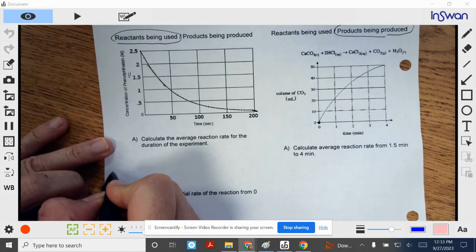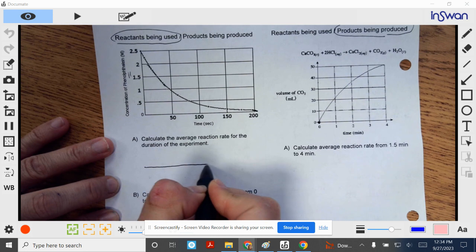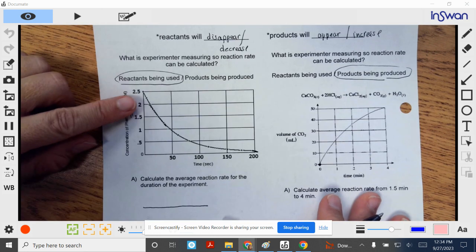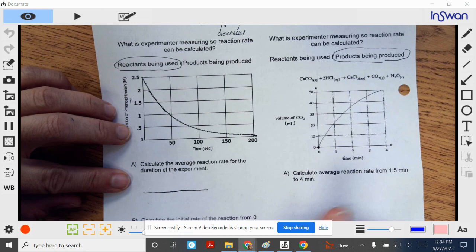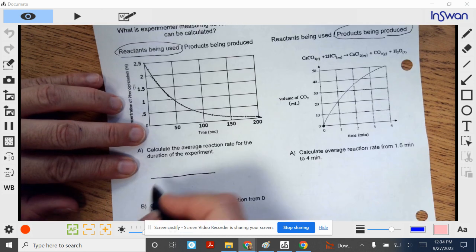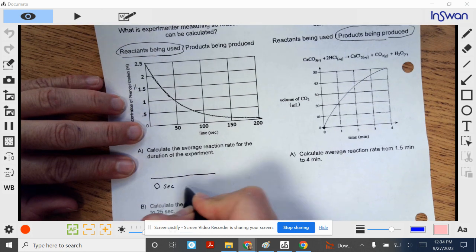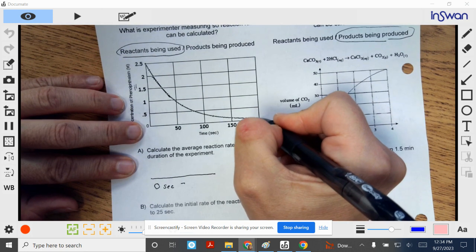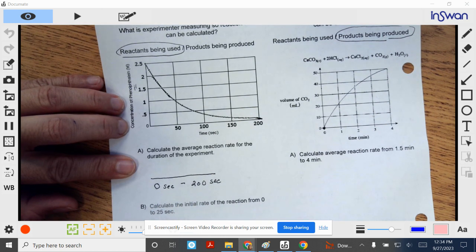All right, so again, we're going to have change in something over change in time. Let's start with the easiest part. Let's talk about time. It says calculate the average reaction rate for the duration of the experiment. That is from our beginning to our end time. So we start at 0 seconds, and we're going to end over here at, let's say, 200 seconds. That's the whole experiment.